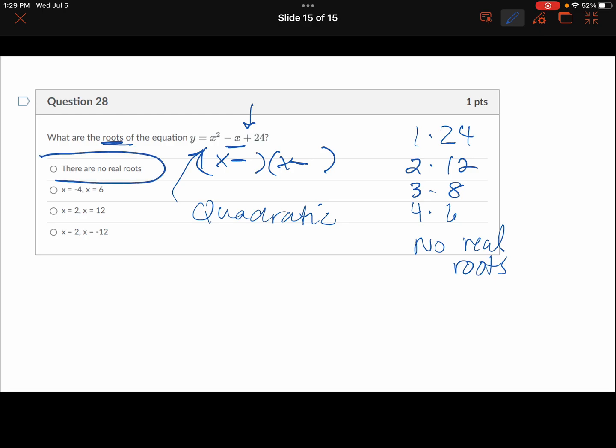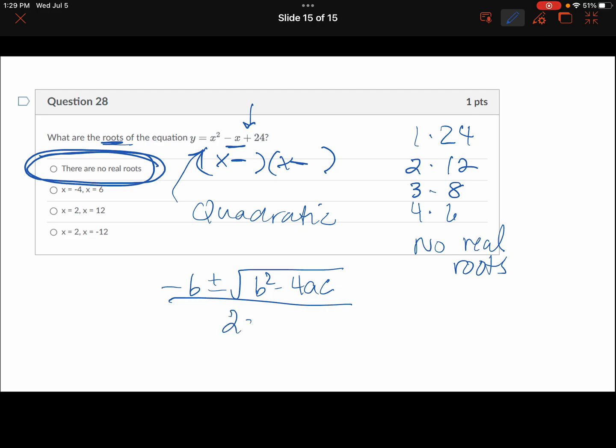So my answer to number 28 is going to be no real roots, because I would have to have that negative b plus or minus the square root of b squared, which I could do, but I would get an answer with a square root in it, which means it would be an irrational number and not a root.